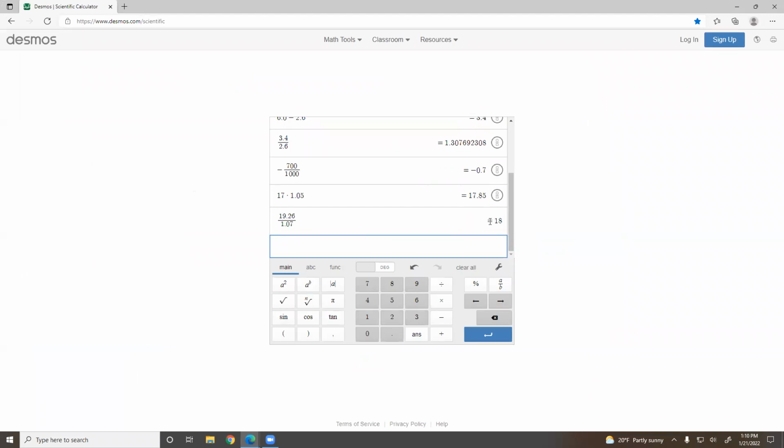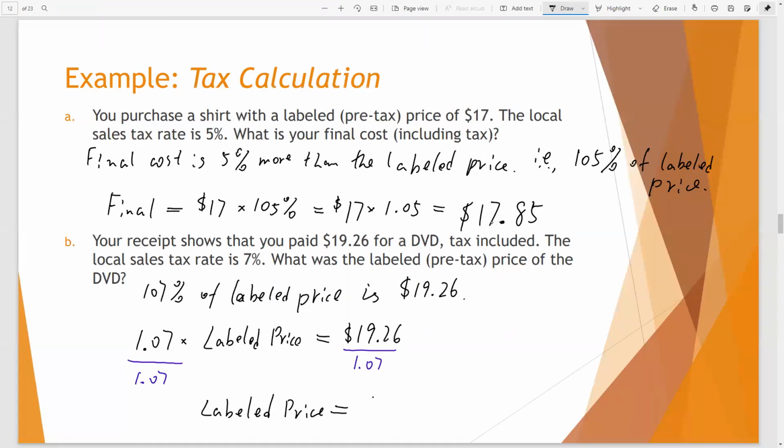Well, the labeled price here gives us just a whole number, right? If it's not the case, what we could do is round to 2 decimal digits, since that is money, right? The currency differs, but for daily spending money, the smallest unit is the cent, right? So 2 decimal digits of a dollar is how it's rounded. But in this case, that's a whole number, 18. Right, so the labeled price is $18.